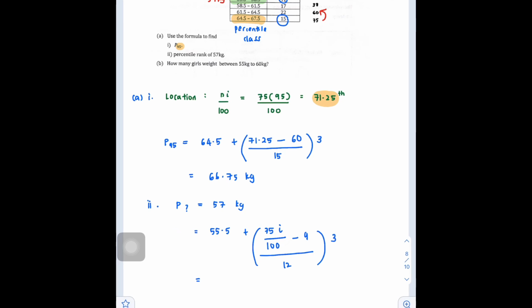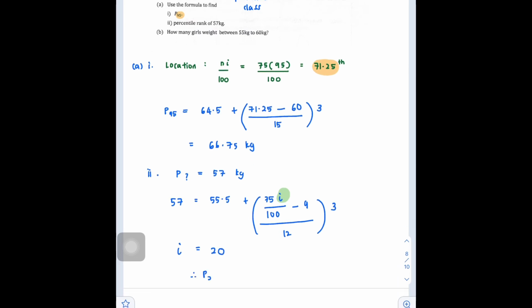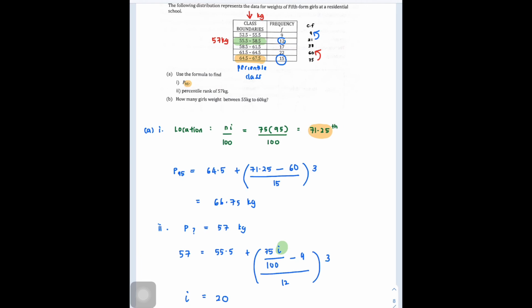Pi here given, which is 57. This is 57 kg. So you can find the I, which is the only unknown in this formula. So your I value will be equal to 20. So your answer will be P20. Meaning that percentile number 20 is equal to 57 kg. Okay. That's how you find the percentile and the percentile rank from the given table.